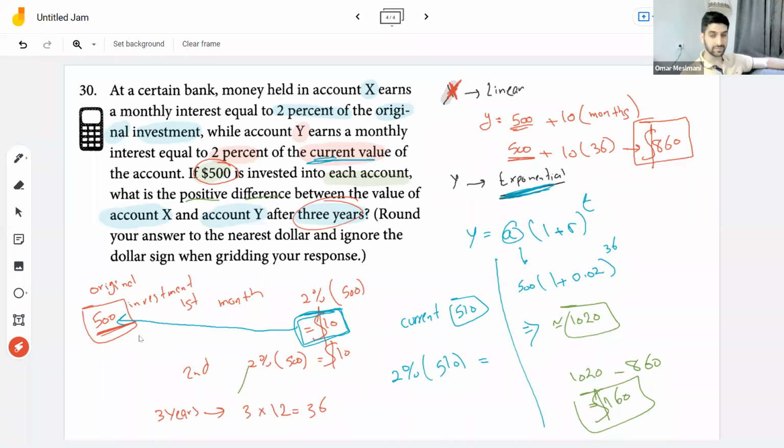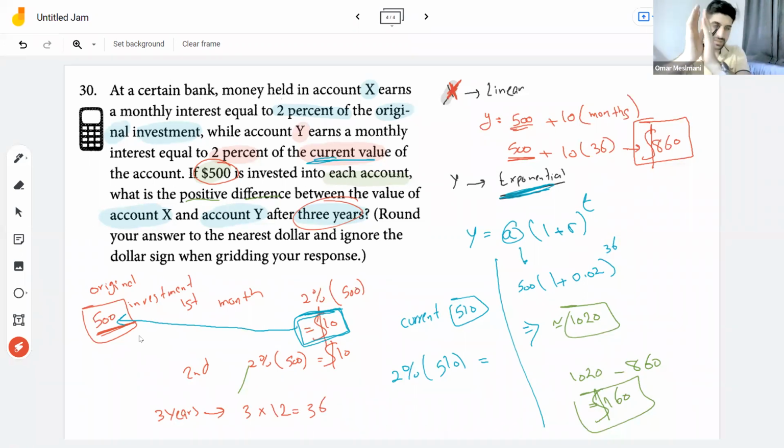But why don't we do 102% times 500? 102%? Yeah, because he said of the current value. No, current value is for account Y, not X. I'm talking about X. Now, you have to deal with each one individually, Tasneem.